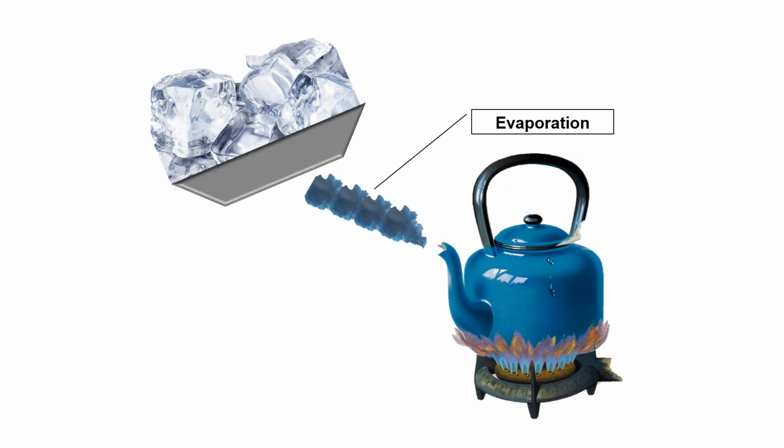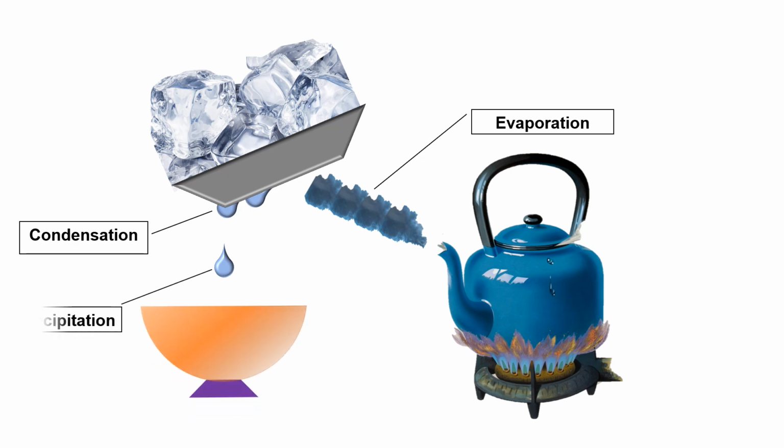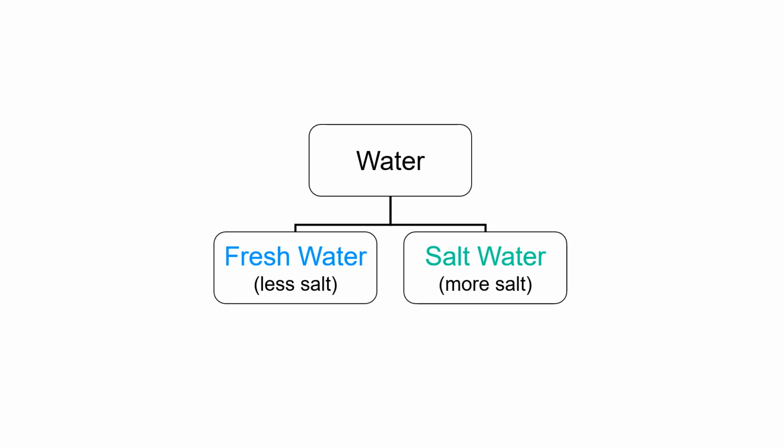We all know when water is heated, it evaporates. This vapor, when it comes into contact with the cold surrounding, condenses to form water droplets. These water droplets falling to the ground is called precipitation. Based on the amount of salt content, water can be classified into fresh water and salt water.